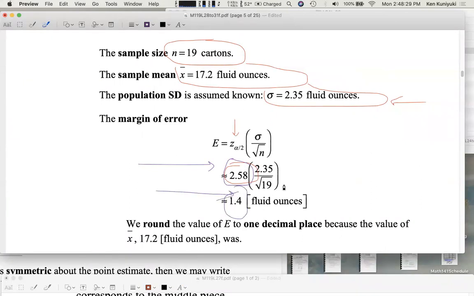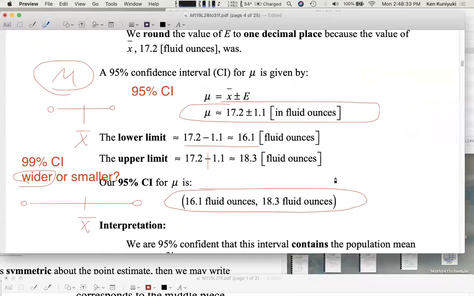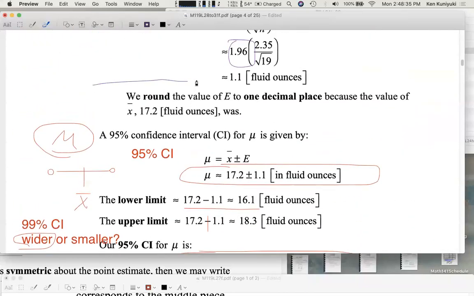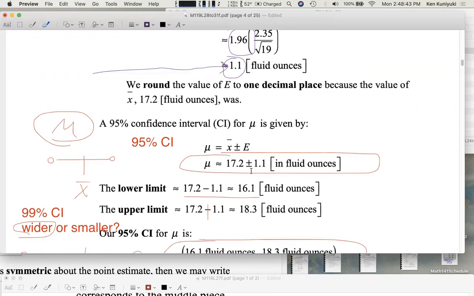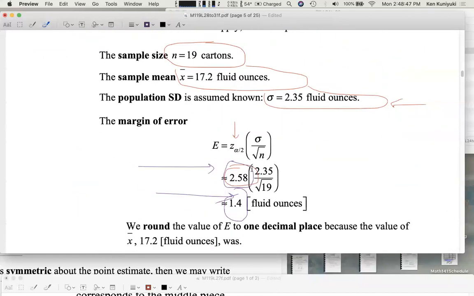And that's different from before. The margin of error before, in our 95% confidence interval, was bigger. It was smaller. I apologize. It was smaller, 1.1 fluid ounces. The margin of error then was smaller. The margin of error now for the 99% confidence interval is larger. It's 1.4 fluid ounces because the critical value here was larger. Okay.